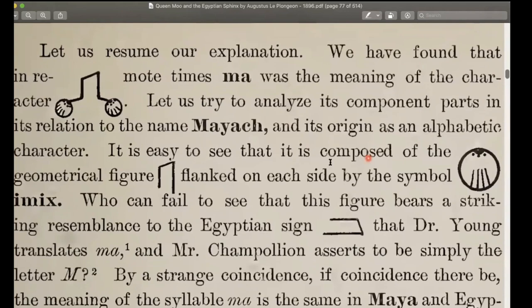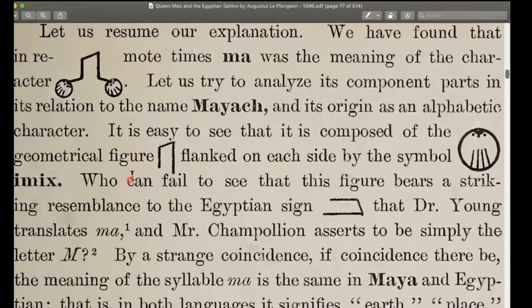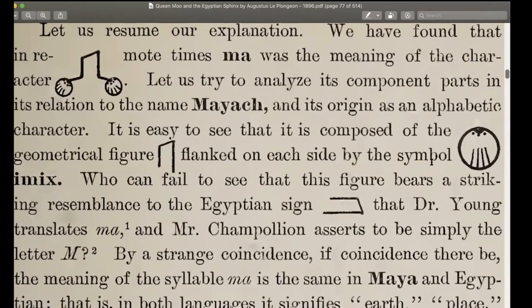It is easy to see that it is composed of the geometrical figure. All right, you see that? Flanked on each side by the symbol Imix. Who can fail to see that this figure bears a striking resemblance to the Egyptian sign? Look at that. All right. You see? It's just flipped. It's the same thing. All right.